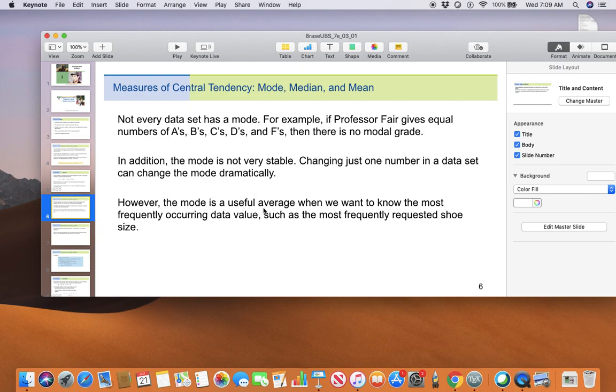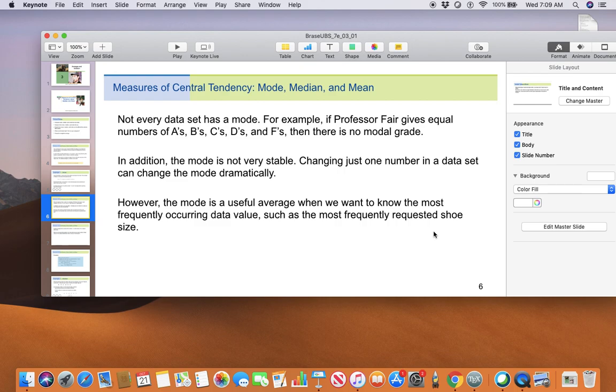However, the mode is a useful average when we want to know the most frequently occurring data value, such as the most frequently requested shoe size. That's correct. Why wouldn't you want to know? Suppose you are a shoe store.